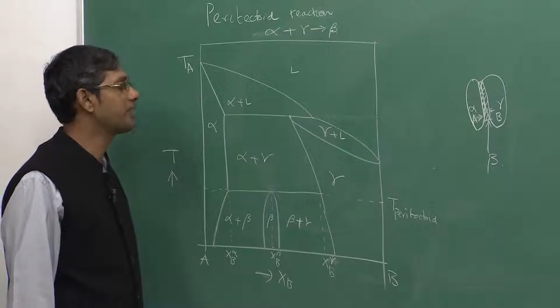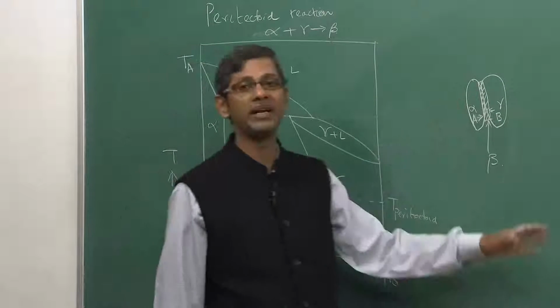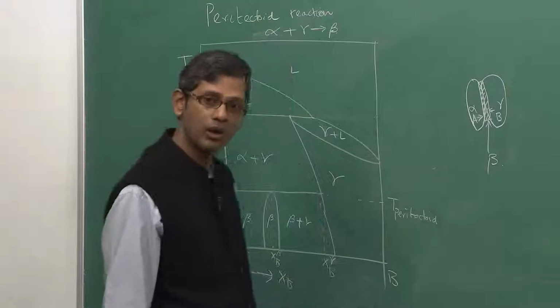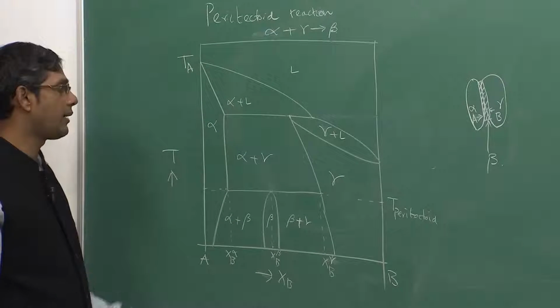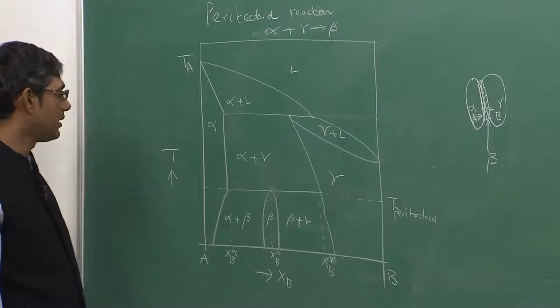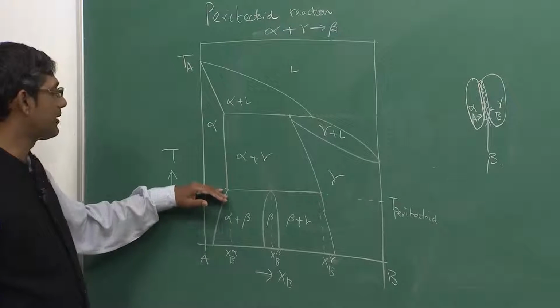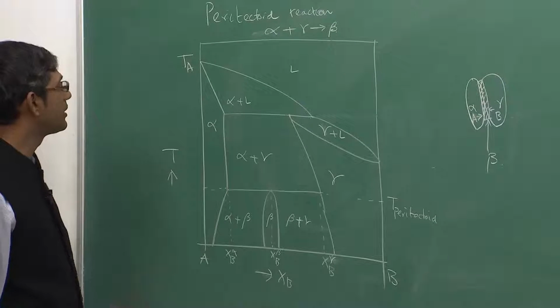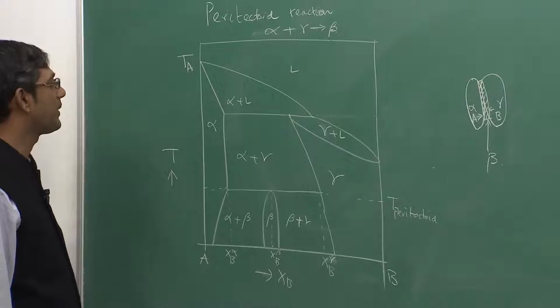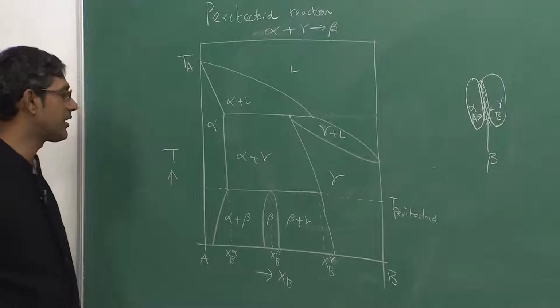What actually happens is that all the three phases remain in the microstructure. You cannot have a complete reaction. Even if you keep the sample at this temperature, diffusion is not sufficient. So, this is actually the problem of all peritectoid reactions present in the phase diagrams.